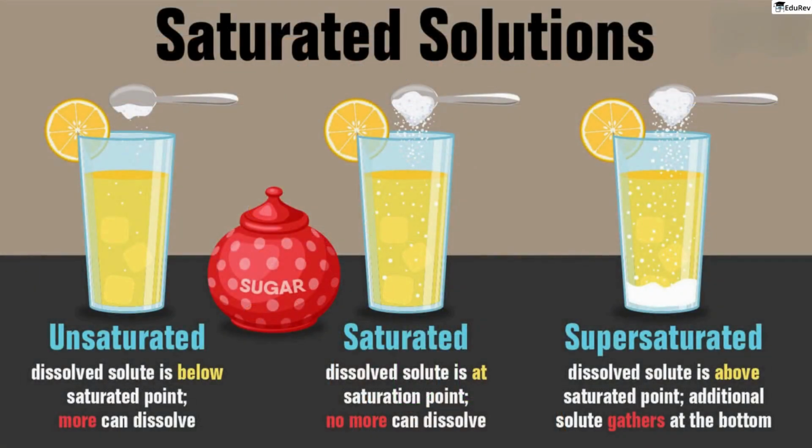Now, let's talk about how much solute a solution can hold. This brings us to three important types of solutions. Unsaturated solutions. Here dissolved solute is less than saturation point, therefore more solute can be dissolved. Saturated solutions. Here dissolved solute is at saturation point, therefore no more solute can be dissolved. Supersaturated solutions. Here dissolved solute is more than saturation point, therefore additional solute gathers at the bottom.